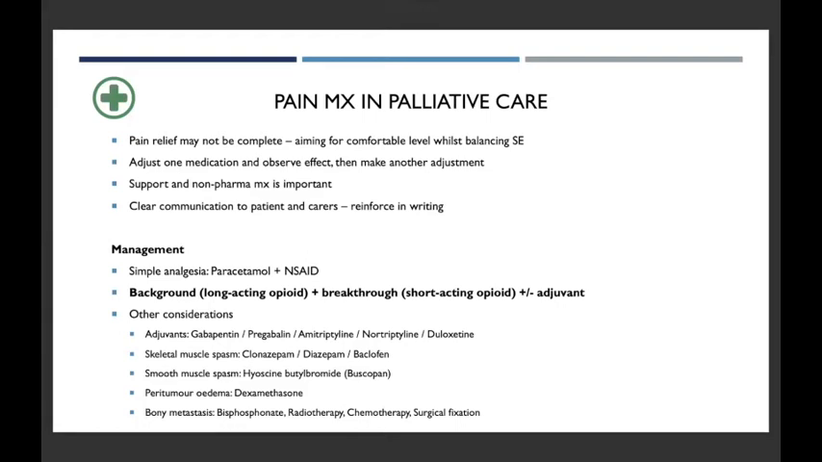In terms of some other considerations, if their pain is from skeletal muscle spasm, then there's some drugs for that, such as clonazepam. If it's from smooth muscle spasm, then buscopan is a good one. If the pain is due to edema surrounding a tumor, then dexamethasone to reduce the swelling, that's a corticosteroid. If the pain is due to bony mets, we can either go down the route of a bisphosphonate or even radio or chemotherapy or surgical fixation.